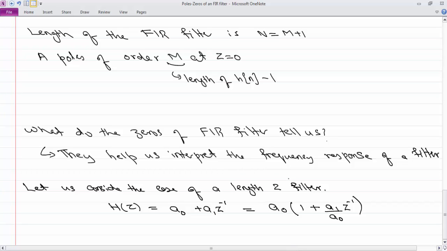So where is the 0 of this polynomial? First of all, of course, we know from the fundamental theorem that if you have a polynomial of degree m, then how many roots does that polynomial have? M. So this polynomial has only one root, so it has 1, 0, and that 0 is given by z equals minus a1 over a0. So that's the location of your 0.